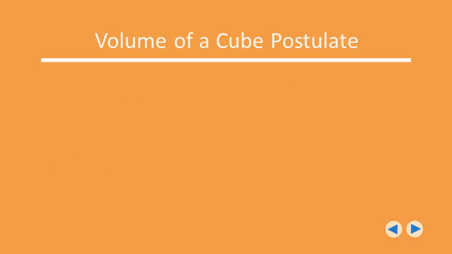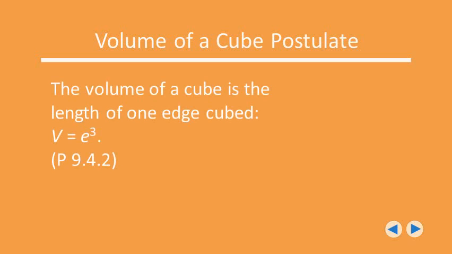Volume of a cube postulate. The volume of a cube is the length of one edge cubed. Okay. So this is what we're going to use as kind of our standard in which to measure all other prisms. Okay, prisms or cylinders. We're going to use the cube as the standard because we measure things in cubic units. Okay, so we take one edge, for instance, the 5 inches of the cube that we had at the beginning, we cube it, and that gives us our volume, capital V.